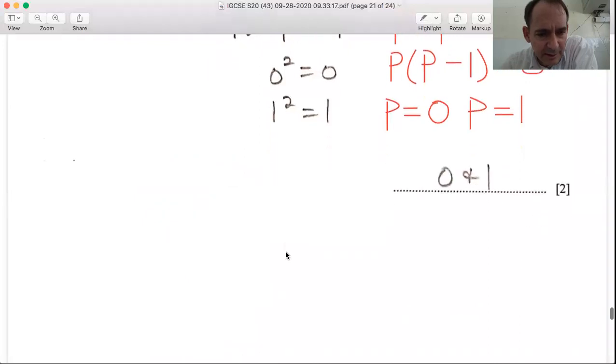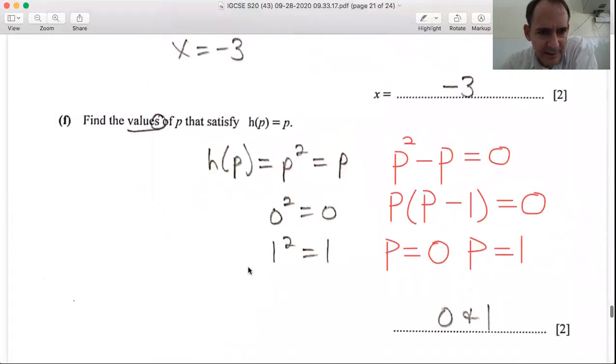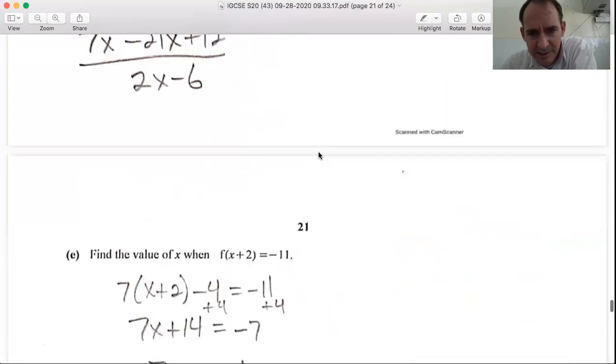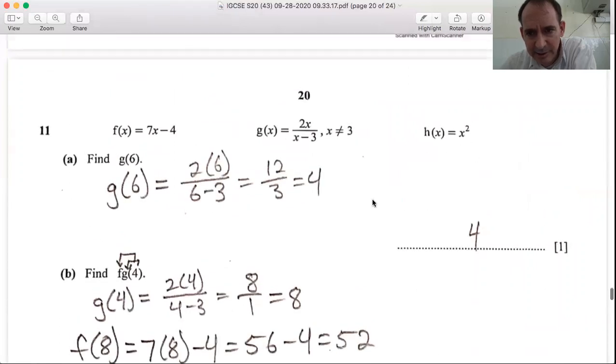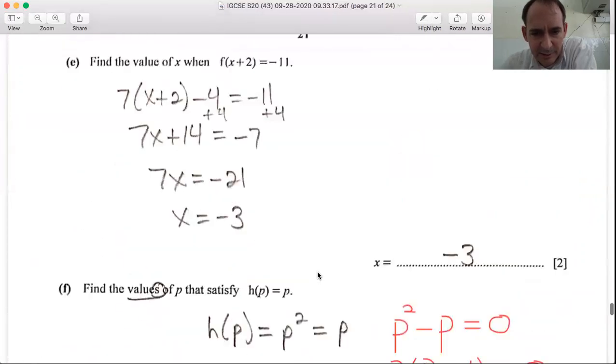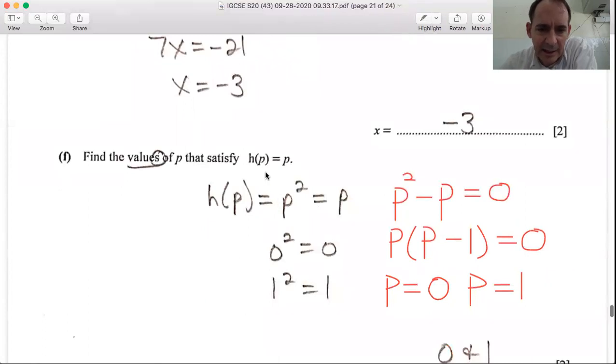Here's the last one for this part. Find the values of p that satisfy h of p equaling p. So when you plug p into h, you get p squared, because your h is up here, it's x squared. So when you plug in a p, you get p squared, and that needs to equal p. So when does p squared equal p?